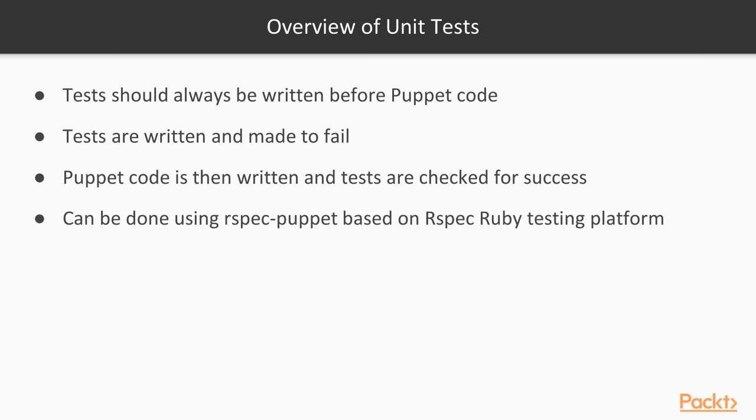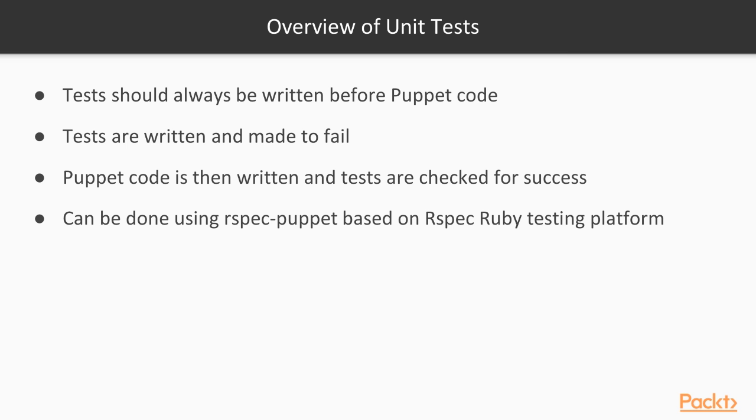Unit tests are always written before actual Puppet code can be written. The developer writes tests for what the end module will look like, and on running the tests, they fail because there are no manifests configured. The next step is to write the Puppet code and make them succeed against the tests until all tests run successfully. Unit tests in Puppet can be written using Aspect Puppet, which is based on the Aspect testing platform widely used for Ruby projects.